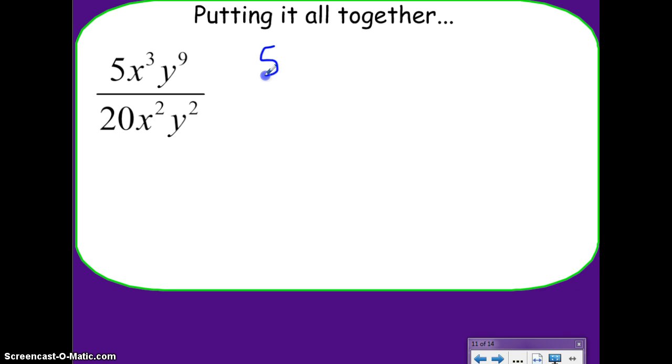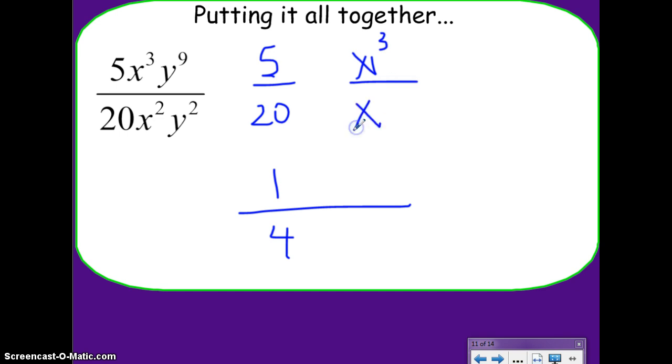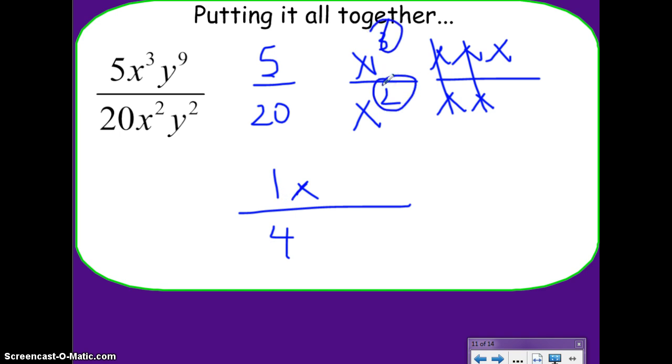So the first thing I would focus on is this 5 over 20. If I just gave you 5 over 20, you would think of it as a fraction and you would simplify it. I can divide both by 5, so it becomes 1 over 4. Then I have my x's. I have x cubed over x squared. So using our rule, we would subtract. If you want to write it out, x, x, x here, and then x, x here, you could cross these out and you're left with 1 x. So you just write an x. If you just apply your rule, you would do 3 minus 2 and get your 1.